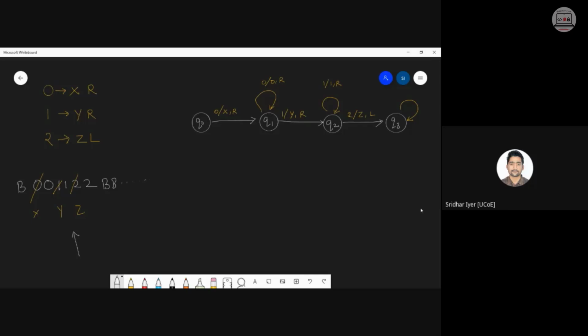I'm repeating the entire step once again. पहला zero मिला, I replaced that with a zero, sorry, X, and moved right. I bypassed this particular zero. I moved to the right. One मिला, one को replace by Y, move to the right. Again एक और one आया, bypass that one, move to the right. Now पहला two मिला, so अभी हमने क्या किया? Two मिला तो two को replace by Z and move left.